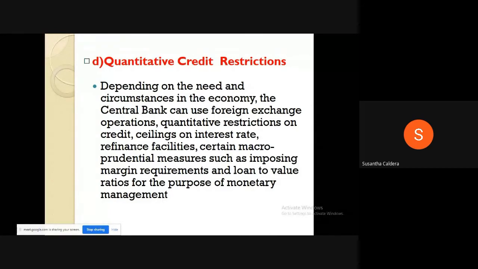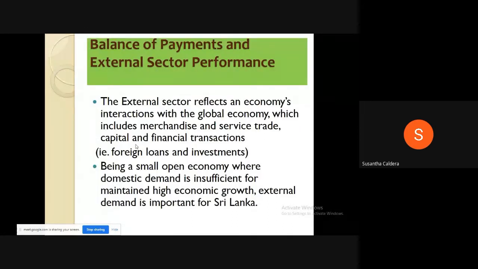Ceiling on interest rates. We impose that as well. Right? Then refinance facilities. Certain macroprudential measures such as imposing margin requirements and loan to value ratios. Right? Then we discuss balance of payment and external sector performance.